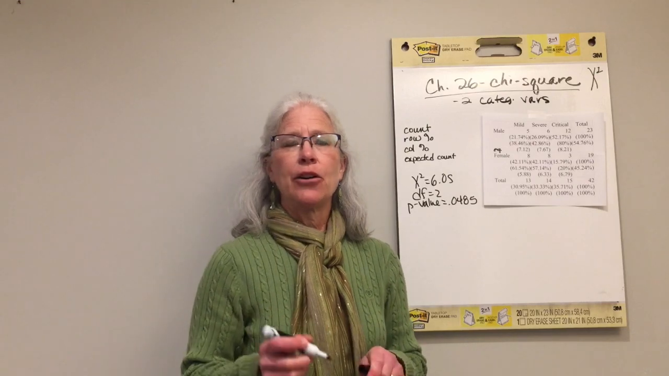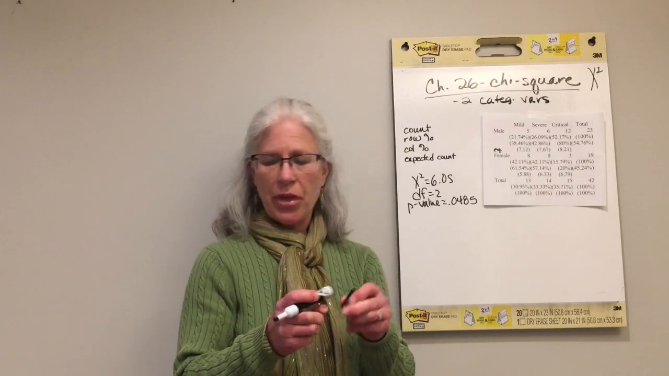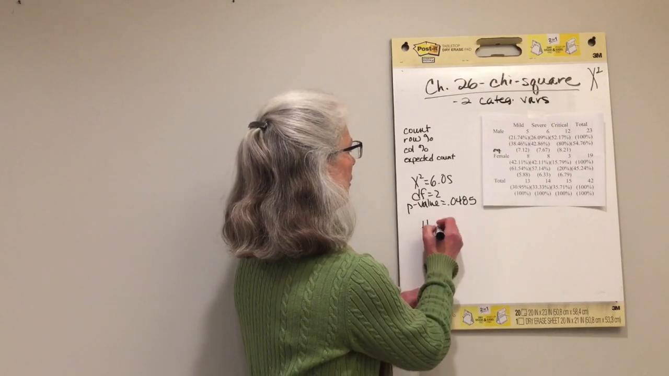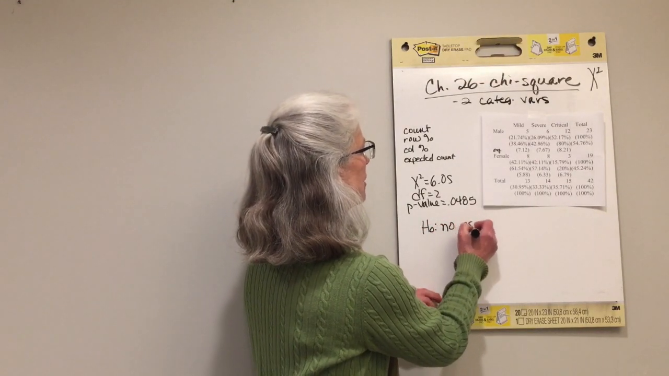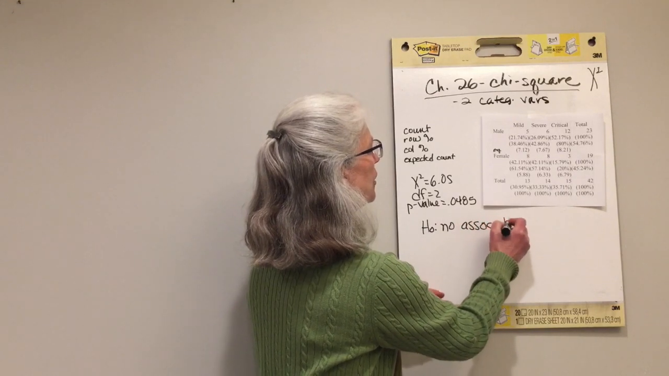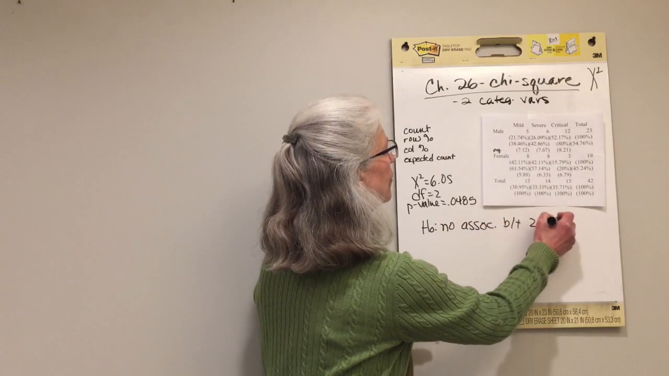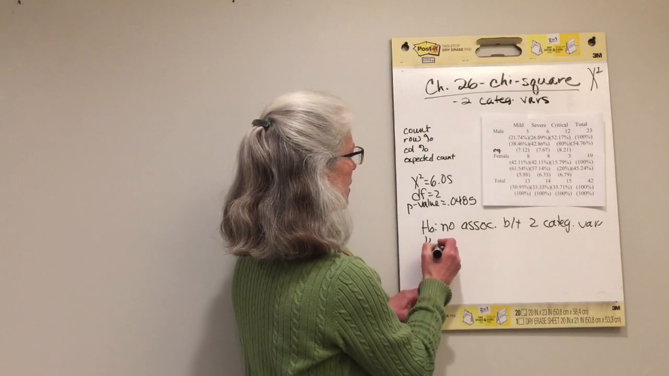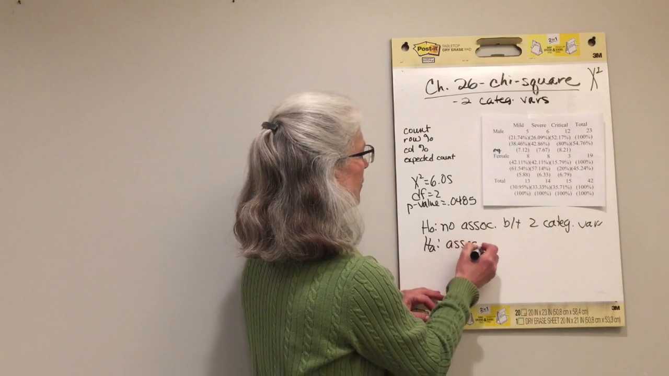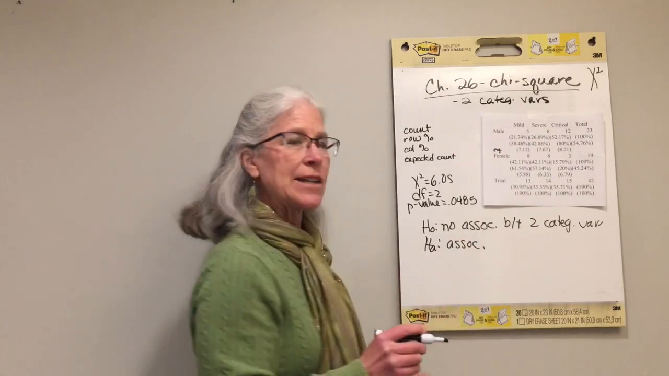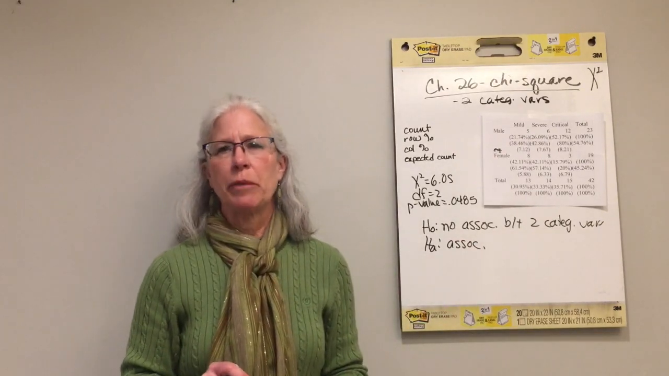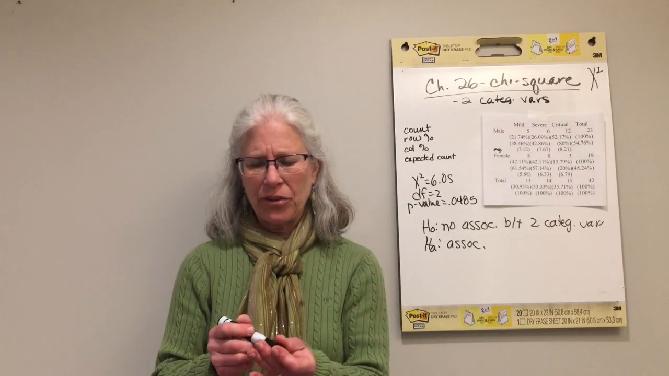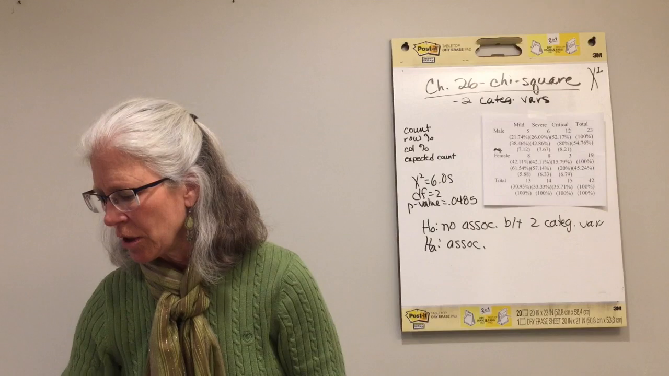So in the case of the chi-square for two categorical variables, again, we'll be doing hypothesis testing. Our null hypothesis is always that there's nothing going on. So in this case, our null hypothesis is there is no association between the two categorical variables. And then the alternate is there is an association. We'll let the computer compute the chi-square statistic and find the p-value, and then we'll make a decision.